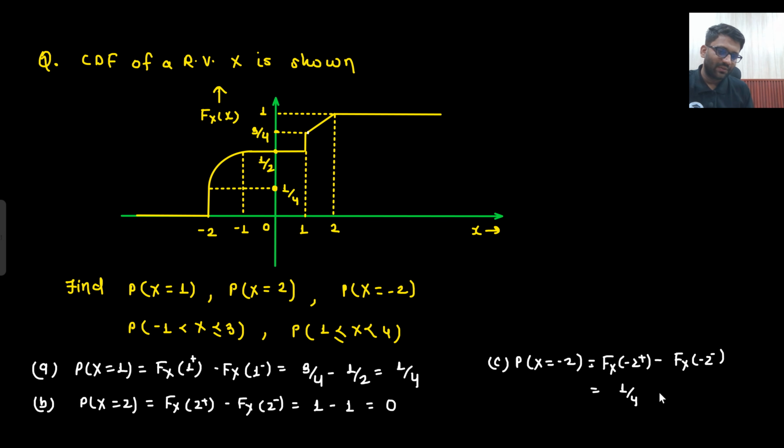Minus 2 minus value is 0. And minus 2 plus value is 1 by 4. So at minus 2, the graph is not continuous. There is a sudden jump. Here also there was a sudden jump. But here there was no jump. If there is a sudden jump, the answer will be non-zero.